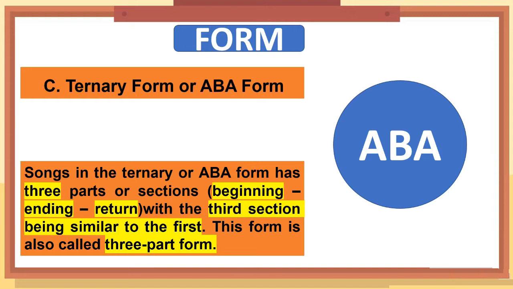The initial A section represents the main idea. It is usually the first stanza of the song. The B section represents the contrasting idea. It is usually the second stanza with a different melody from the first stanza or the rest of the stanzas in the song. The final A section restates or repeats the main theme. This musical structure is common in Western music. Ang Pasko ay Sumapit is an example of this form.